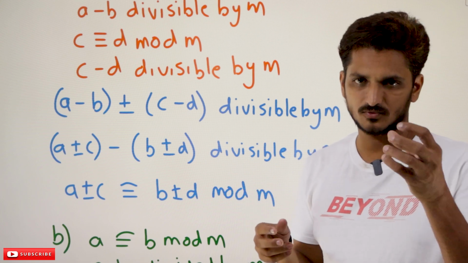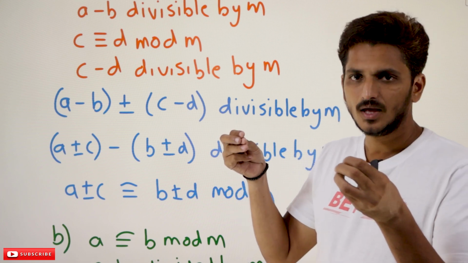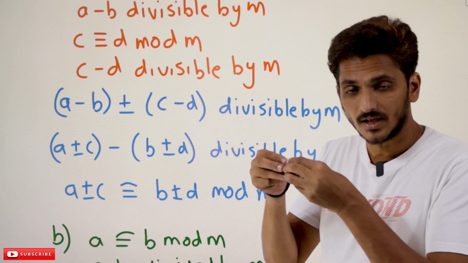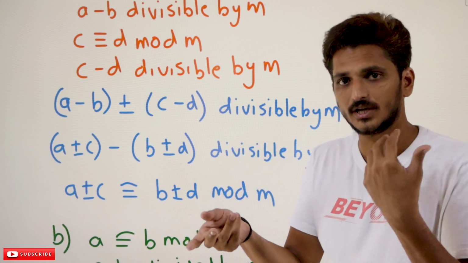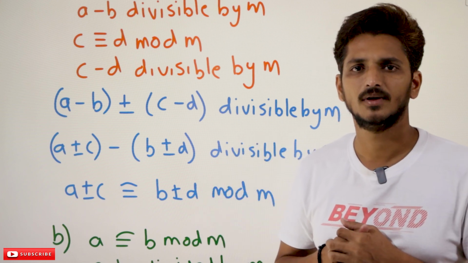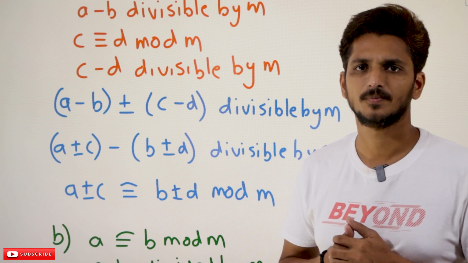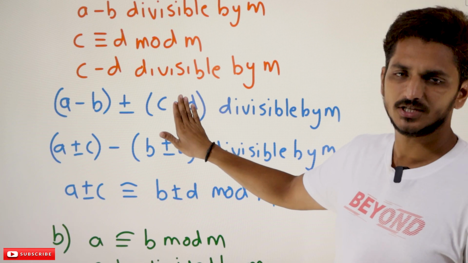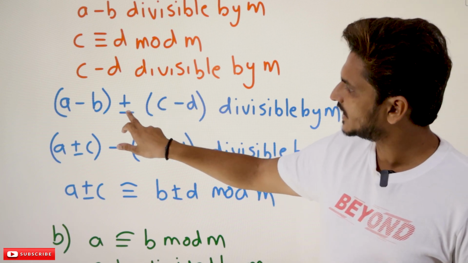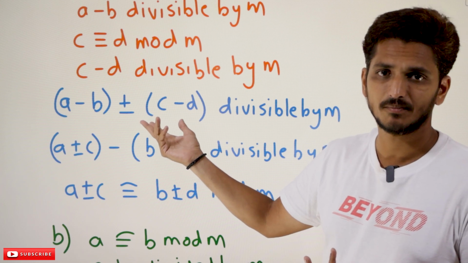So from the given statements, we know that A minus B is divisible by M and C minus D is divisible by M. You take 2 numbers, one is divisible by M, the second one is also divisible by M. Adding these 2 numbers, definitely it is going to be divisible by M. Subtracting these 2 numbers, definitely it is going to be divisible by M. This is the basic mathematics from plus one and plus two. So adding or subtracting these 2 numbers, definitely it is going to be divisible by M.